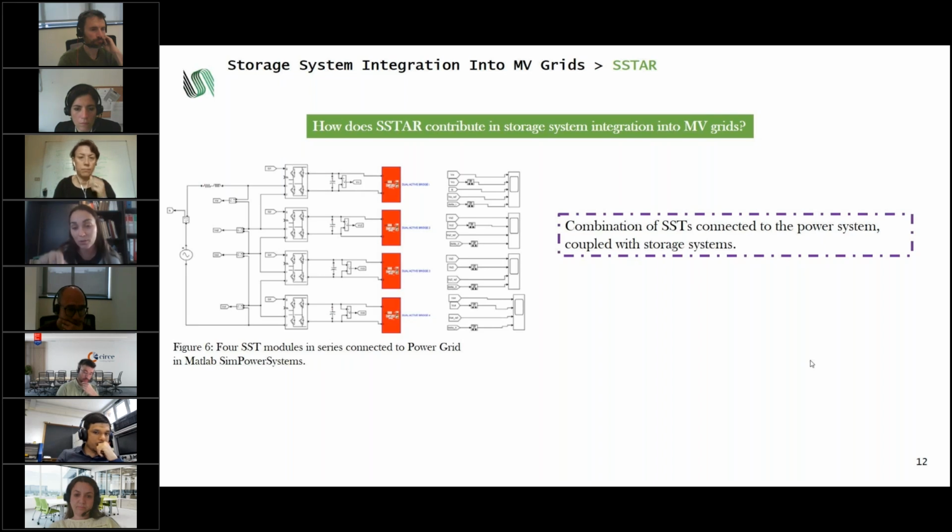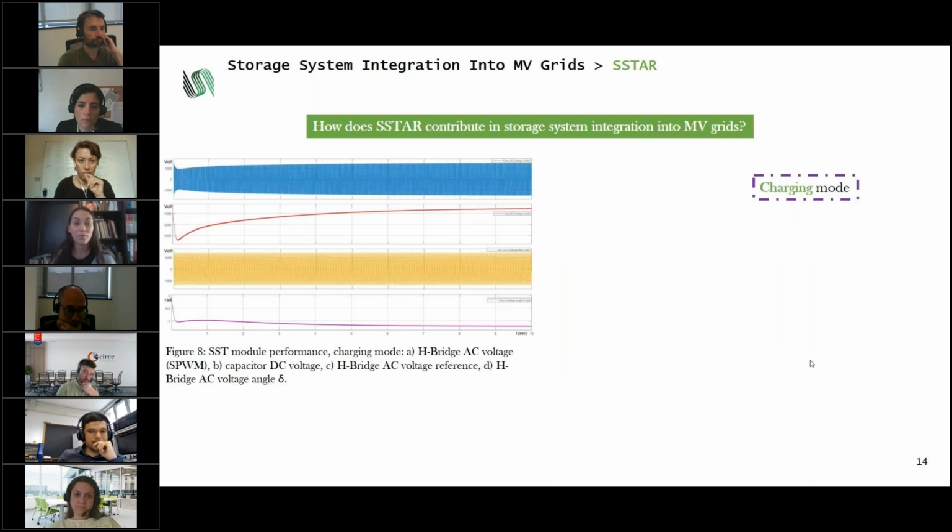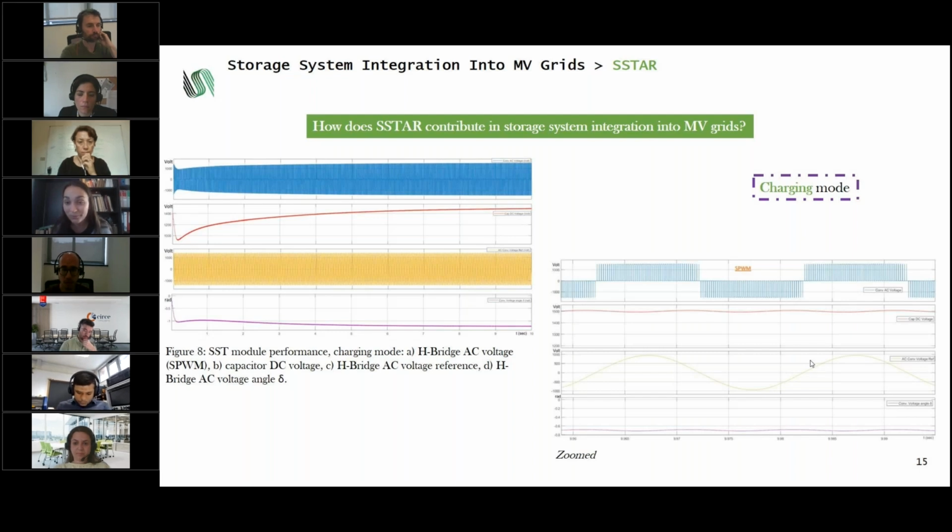On the other side, we have storage systems, 1 per SST. And here you can see even more closely a dual active bridge circuit with the high frequency transformer. And then we have some of the results. Simulation results: in charging mode, in figure 8, you can see the SST module performance when charging. You can see the H-bridge AC voltage, the DC voltage of the capacitor, the voltage reference and the voltage angle. And here you can see it zoomed.